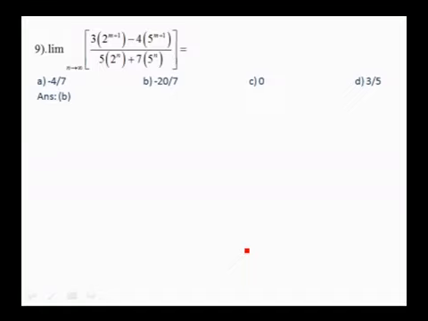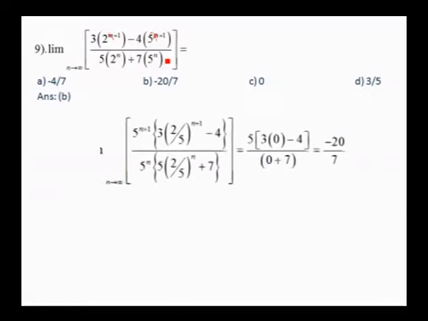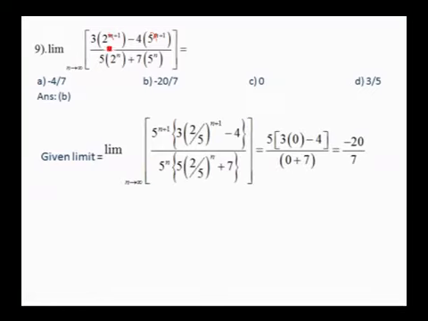So limit n tending to infinity of 2 to the power of n+1 minus 4 into 5 to the power of n+1 over 5 into 2 to the power of n plus 7 into 5 to the power of n. So ಇಲ್ಲಿ I have to remove this. ನೋಡಿ 2 and 5 ನಲ್ಲಿ ದೊಡ್ಡ ನಂಬರು 5. ಸೊ ರಿಮೂವ್ 5 to the power of n+1 outside. Then I can write 5 to the power of n+1 times 3 into 2/5 whole to the power of n+1 minus 4.